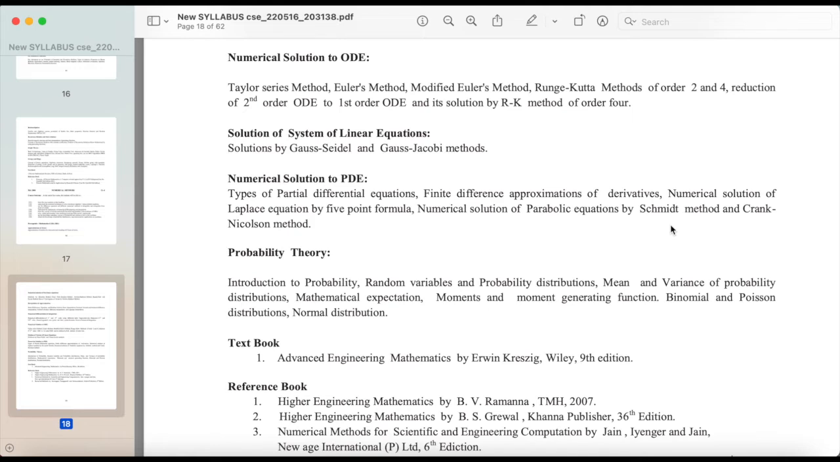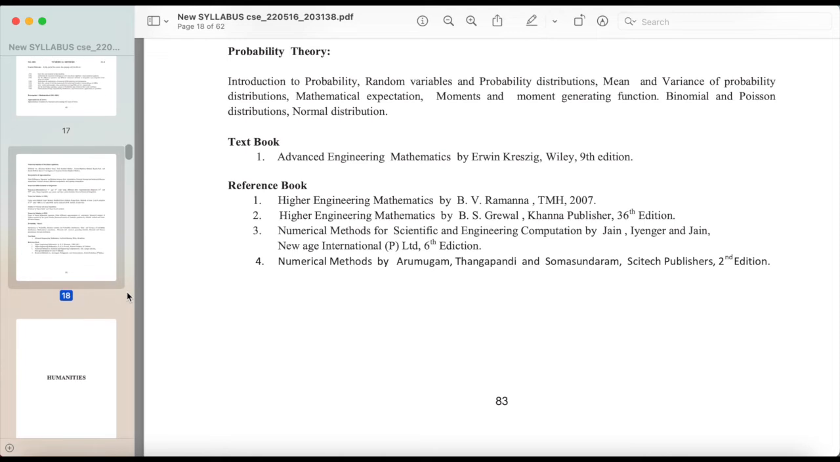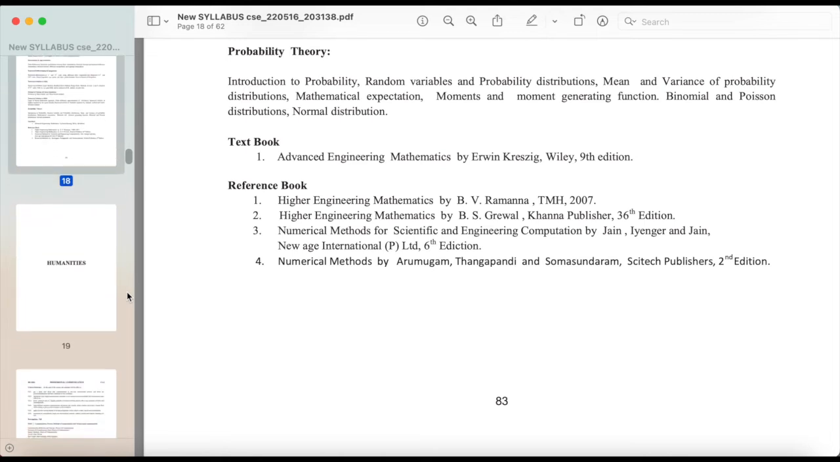and Gauss-Jacobi methods, numerical solution to PDE, types of partial differential equations, finite difference approximations of derivatives, numerical solution of Laplace equation by 5-point formula, numerical solution of parabolic equations by Schmidt method and Crank-Nicolson method. Probability theory: introduction to probability, random variables and probability distributions, mean and variance of probability distributions, mathematical expectation, moments and moment generating function, binomial and Poisson distributions, normal distribution.